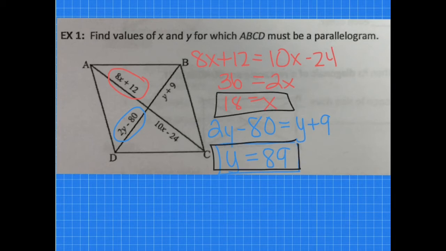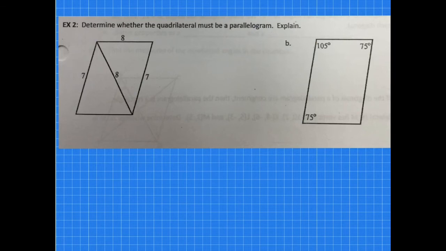Let's look at example number 2. Example number 2 asks us to determine whether the quadrilateral is a parallelogram, and we have to explain. So let's look at example 2A. The first thing that we need to see is that I have one pair of opposite sides congruent to each other, but I do not have another pair of opposite sides. It doesn't say that those are congruent.